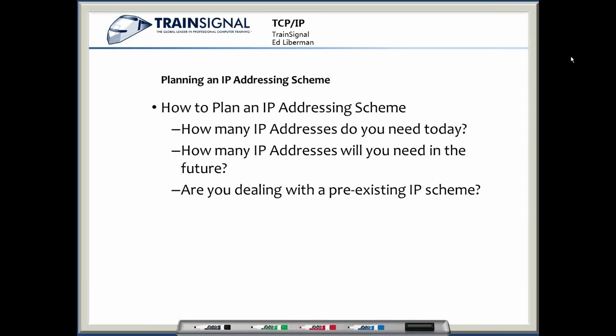And then, are you dealing with a pre-existing IP scheme? Very often you'll walk into a company who already has a network in place, already has a bunch of IP addresses, and you have to figure out how to work with that. You know, are we going to just completely wipe everything clean and start over again, which can be a real challenge and usually makes for a very long weekend, right? Because you can't do it during business hours because you've got to take everything down and reconfigure and bring it back up. Or are we able to work with what we have and just make some modifications?